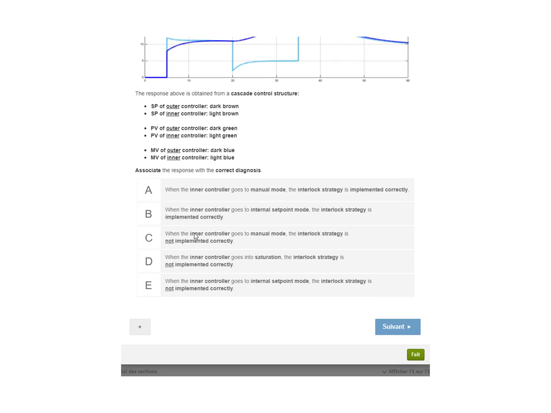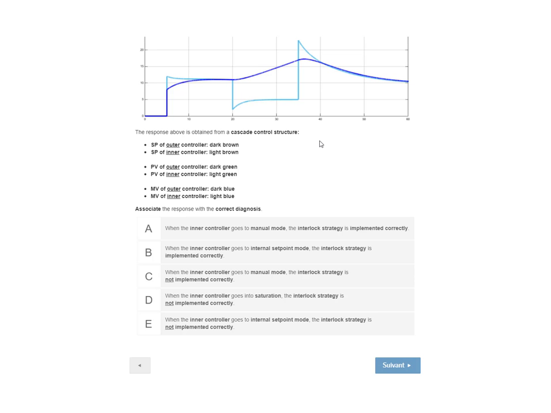So you have to look for the correct answer among those 5 candidates. So you have to associate the response with the correct diagnosis. What you can do is use the pause button and the rewind and forward functionalities to find the correct diagnosis. Let us see if we can set the correct diagnosis. We see here in these 5 possibilities that the inner controller either goes to manual mode or to internal set point mode or into saturation.